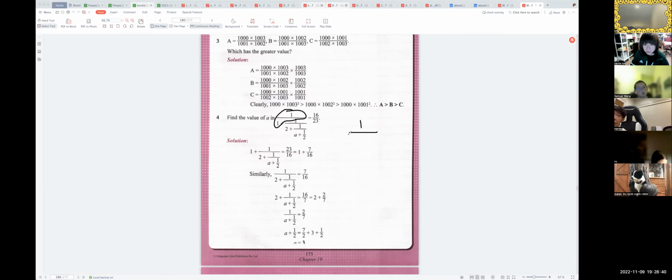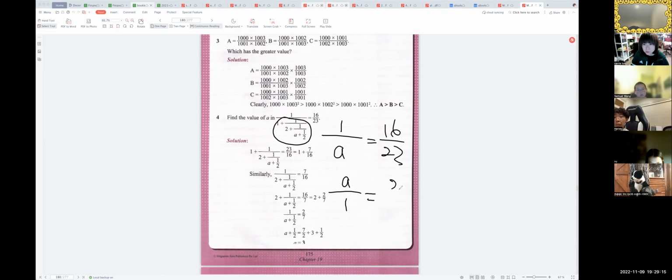So the fraction is like that. How do I explain this one? They want to know the value of A, right? A is in the layer. So I can just take this part out and make this one like one. Because it's 1 over the whole thing, 1/A equals 16/23 if the bottom is A. So A/1 equals 23/16. Do you understand this part?